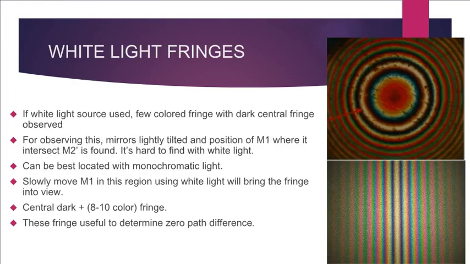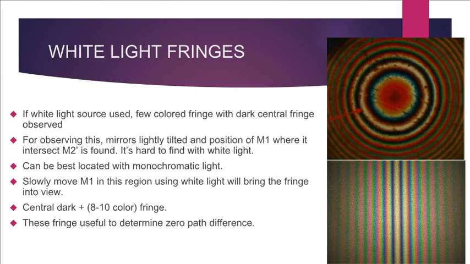Now, if we replace monochromatic light by white light, we can observe fringes with a central dark fringe surrounded by a few colored fringes. For observing this, the mirrors are lightly tilted and the position of M1 where it intersects M2 is found. It's hard to find with white light.